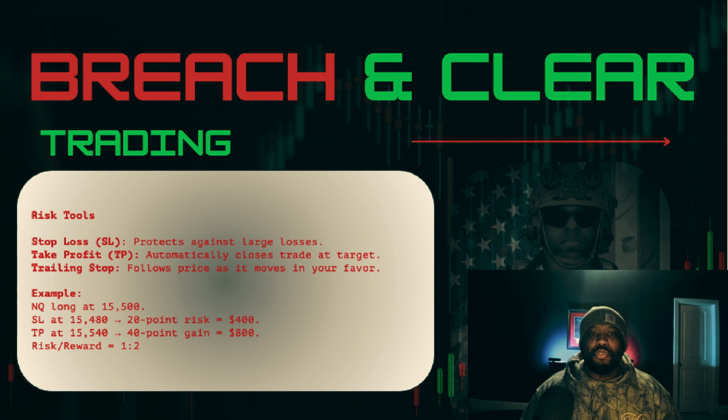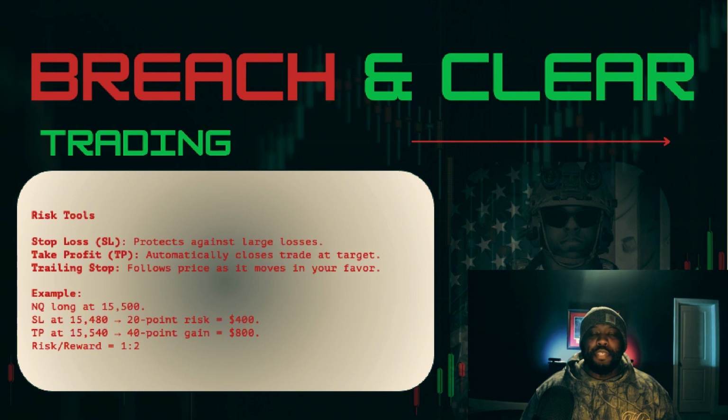The third tool is the trailing stop. A trailing stop follows price as it moves in your favor, locking in profit while still allowing for more upside. For instance, if you are long YM at 38,000 and price moves to 38,050, your trailing stop might automatically shift from 37,980 up to 38,030. If the market suddenly reverses, you exit with profit instead of giving it all back. Trailing stops are excellent for trending markets when you want to let a winner run without manually adjusting orders.